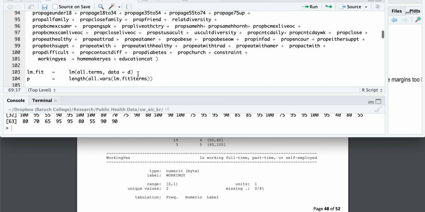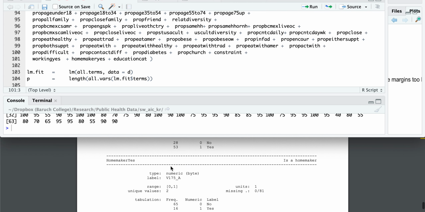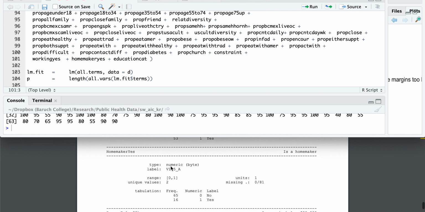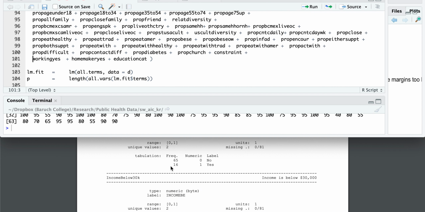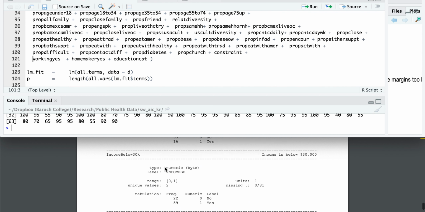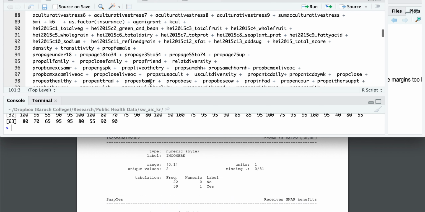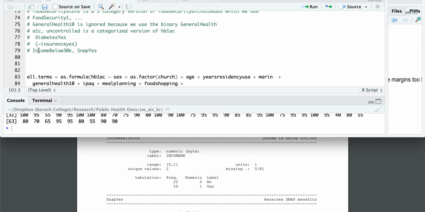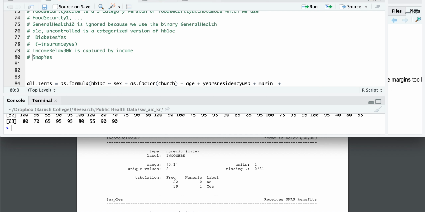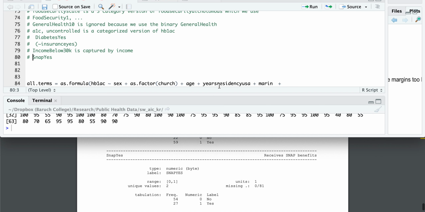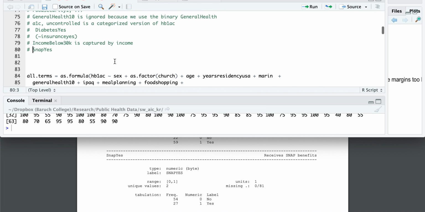Working, yes, no. Yes, no. We have that. Okay, then we have the income, and we have the incomes already. So income below 30, and income below 30 is captured by, what is SNAP? Yes. Receive SNAP benefits. We have that already. We had SNAP.